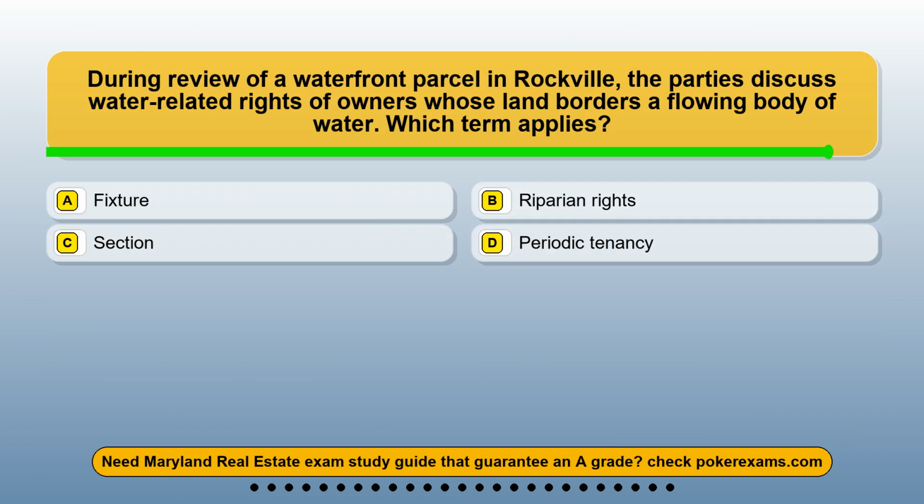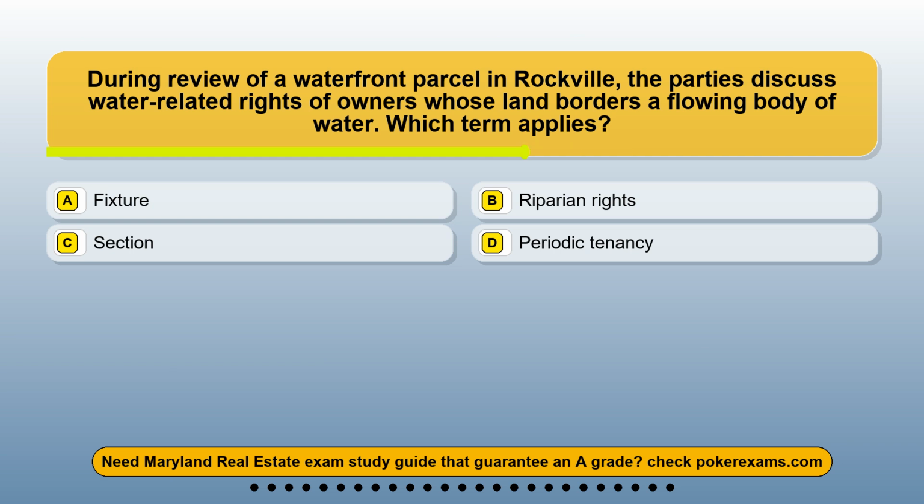Question 23. During review of a waterfront parcel in Rockville, the parties discuss water-related rights of owners whose land borders a flowing body of water. Which term applies? Option A, fixture. Option B, riparian rights. Option C, section. Option D, periodic tenancy.